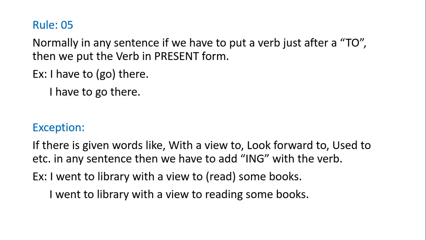For example, I have to (go) there. So the correct form will be: I have to go there.